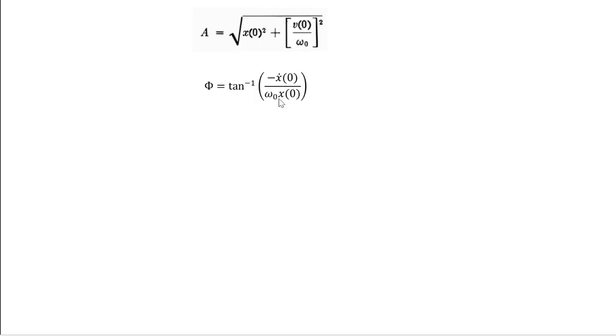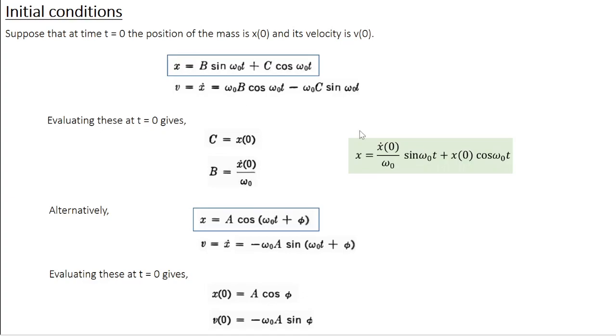So once again, the initial position x of 0 and initial velocity x dot of 0, these two are experimentally measurable. So if you know the angular frequency, you can calculate the values of the constant A and phi. Once you get the values of the constant, you can calculate the specific value of x at a given time. So this is how you solve the equation of motion of a simple harmonic oscillator using appropriate initial conditions.